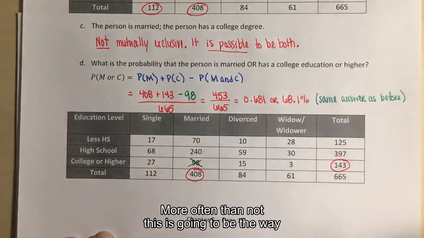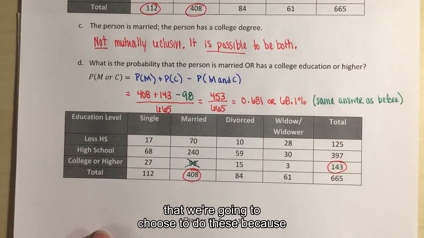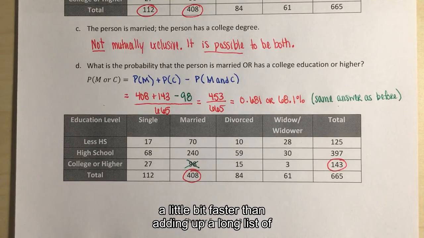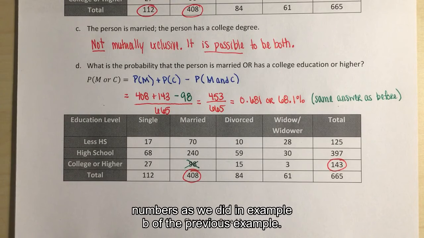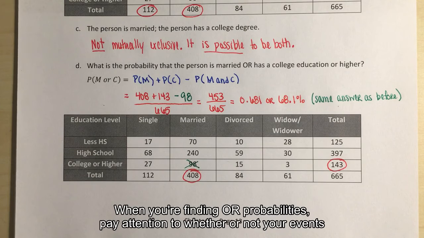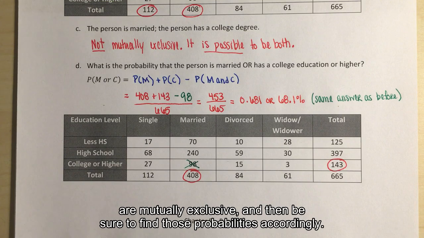More often than not, this is going to be the way that we're going to choose to do these, because simply adding two numbers and subtracting one is generally going to be a little bit faster than adding up a long list of numbers, as we did in example B of the previous example. So when you're finding OR probabilities, pay attention to whether or not your events are mutually exclusive, and then be sure to find those probabilities accordingly.